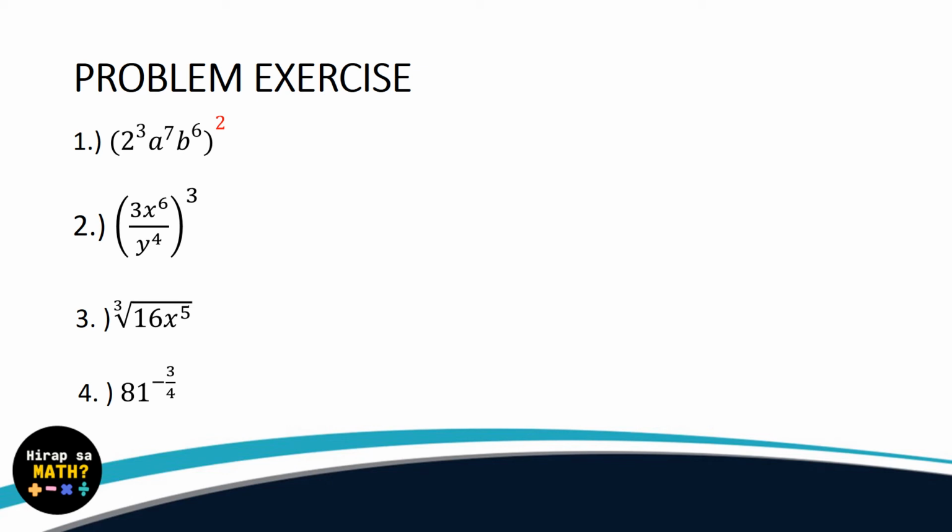power rule na ito. Again, pwede mo munang i-pause ito o pwede mo akong sabayan. So first problem, 2 to the third, a to the 7th, b to the 6th, all raised to the power of 2. Ang sinasabi sa power rule, kapag ganito, i-multiply lang ang mga exponent. So, 3 times 2, 7 times 2, 6 times 2. Ganun lang ang gagawin natin.